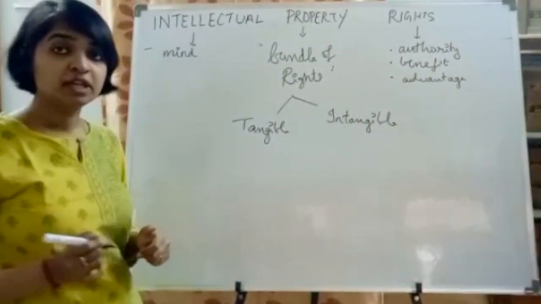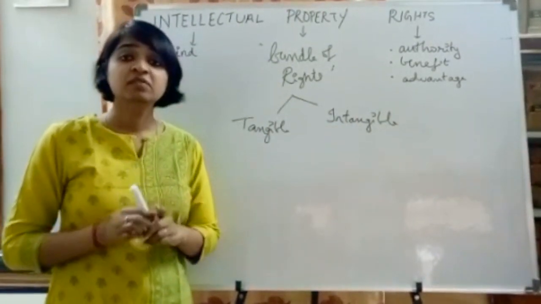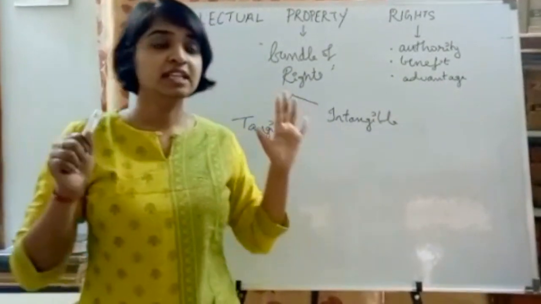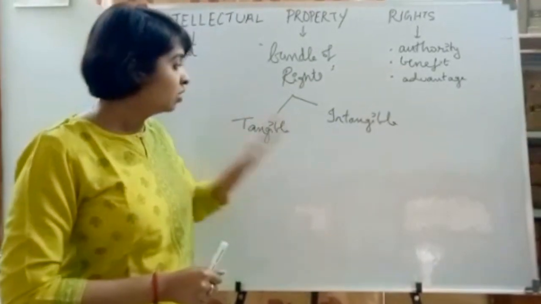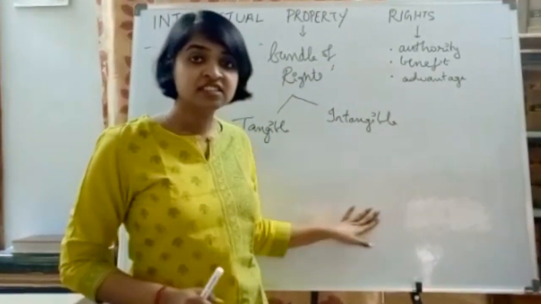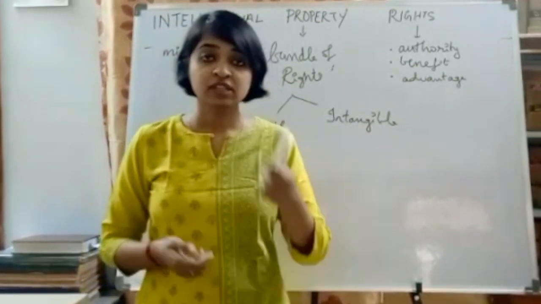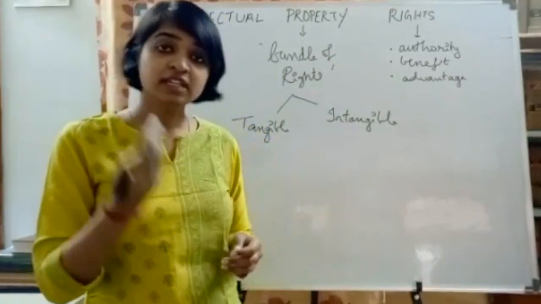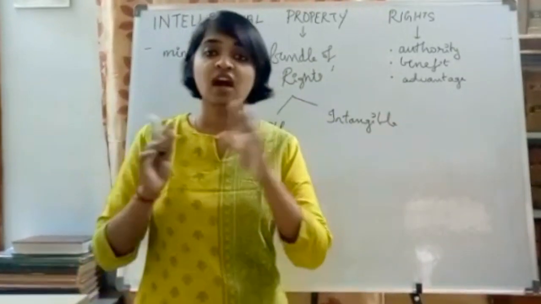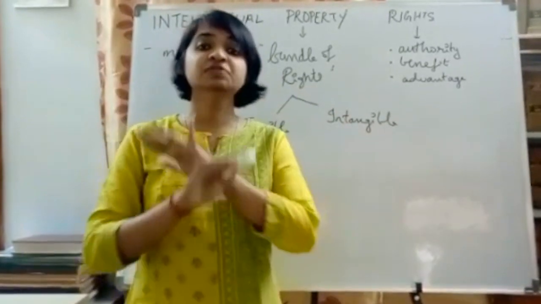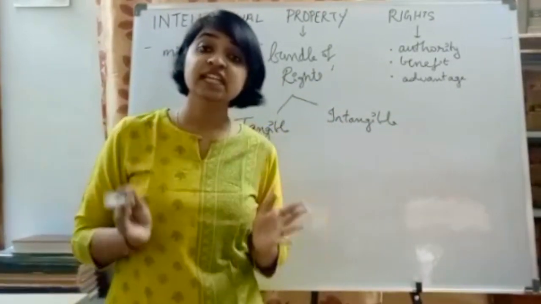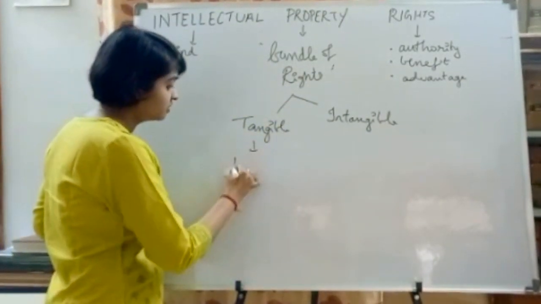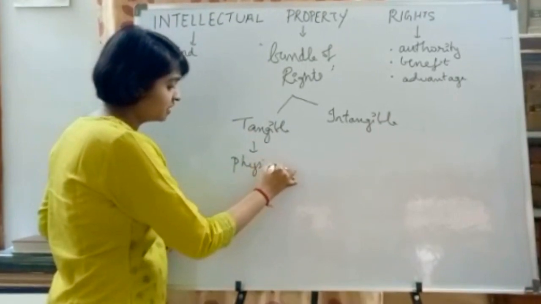Tangible property is something which has physical existence, something which you can touch, something that is already there in the physical sense. Now this board, it is there, I can touch it. Having this pen, it is there, I can touch it, I can use it. So it is a tangible property. Or let's take a house. It is there, I can touch it, it is physically there. So anything which has physical existence comes under the ambit of tangible property. Tangible means physical.